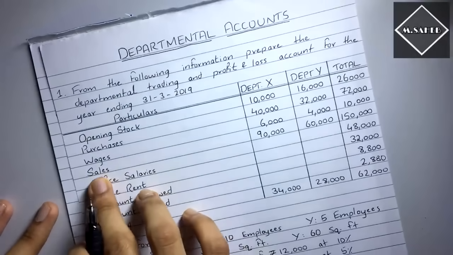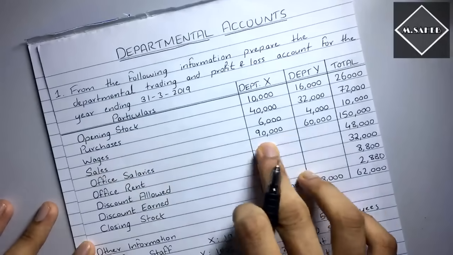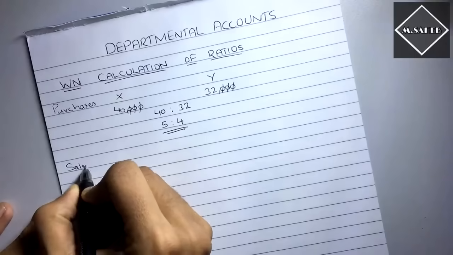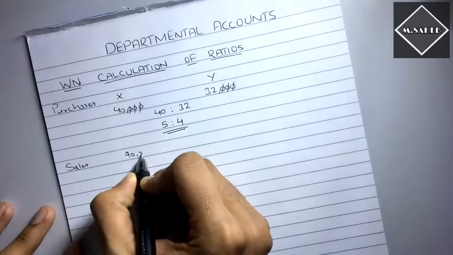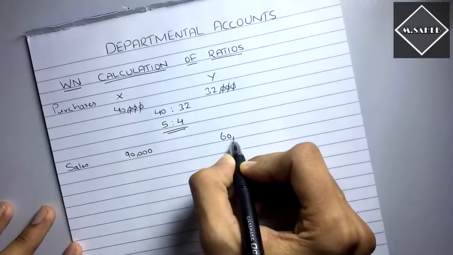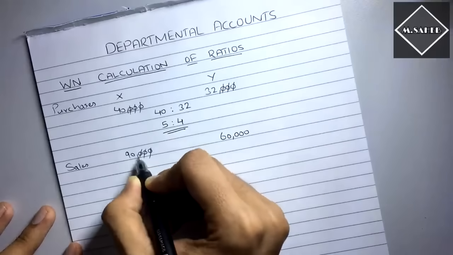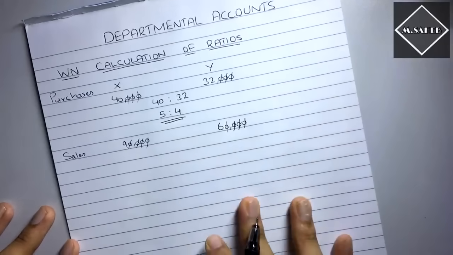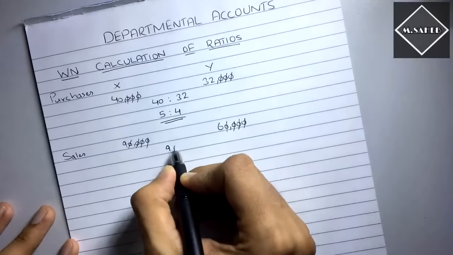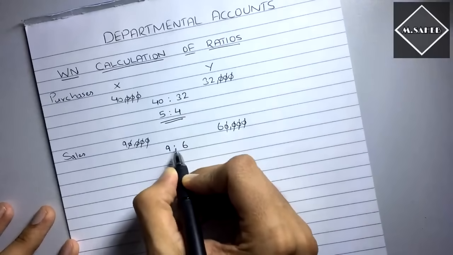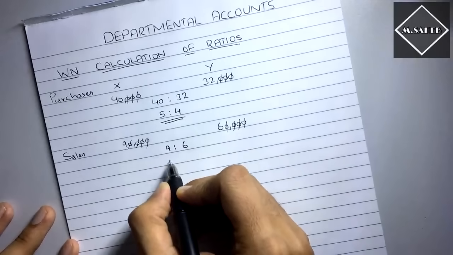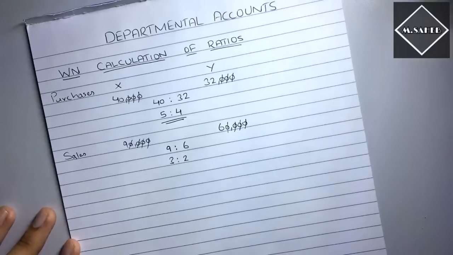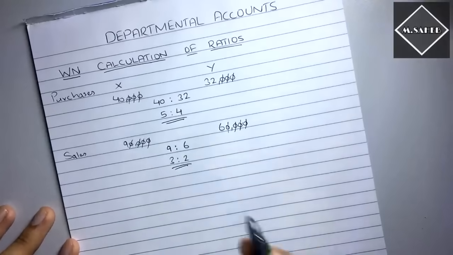Now next is the sales ratio. Sales are 90,000 and 60,000. So let's find out the ratio. Sales are 90,000 and 60,000, right? So again slash the zeros. Now 9:6. Now we can make this even more simple. We can simplify this. 3 3s are 9 and 3 2s are 6, right? So 3:2 is the ratio of sales.